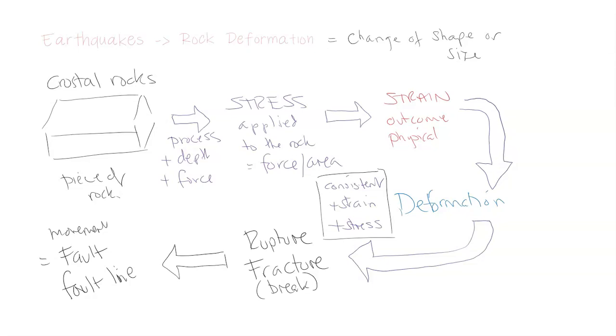All right, so guys, welcome. So in this video, we're going to look in more detail at the deformation part, because we did stress and strain in the previous video, and obviously what a rupture or fracture looks like in a rock, and the consequential fault line, and why it's so important in terms of earthquakes. All right, so we're on to deformation. That is the change of shape or size of the rock, and that happens after stress and strain.